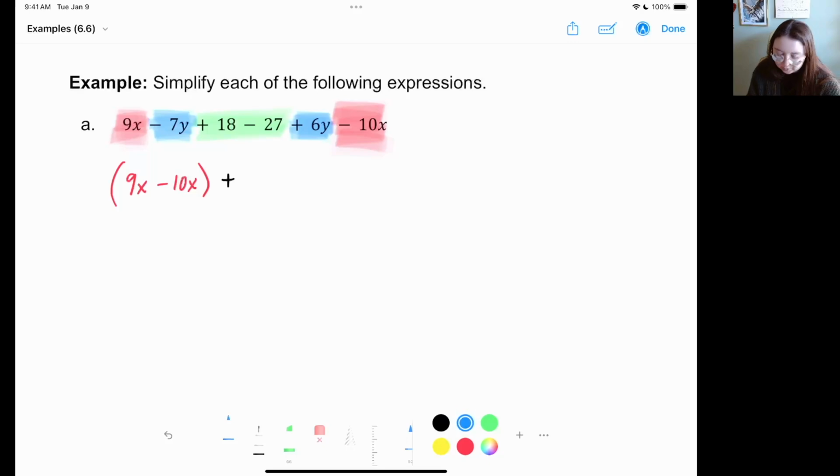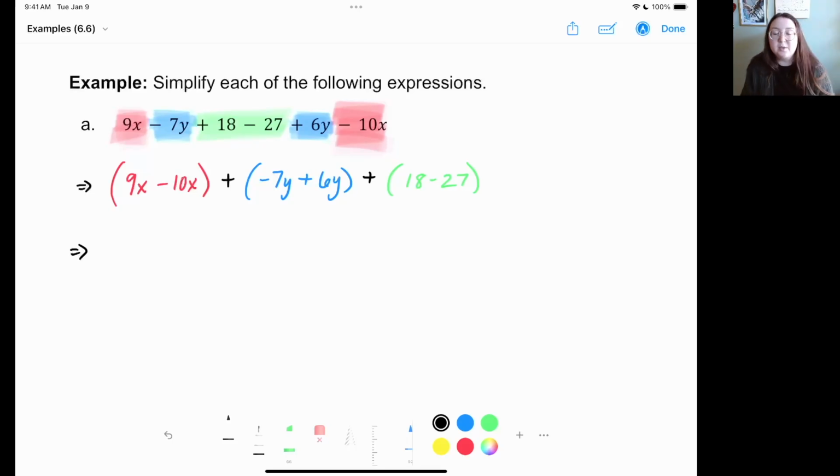Now when we write our groups, we always want to keep our groups adding. So we're going to add our groups together. We don't want to subtract our groups. And so now we'll go on to the y group. So we have negative 7y plus 6y, and there's a group there. Then we'll add our last group here, which were our numbers, 18 minus 27.